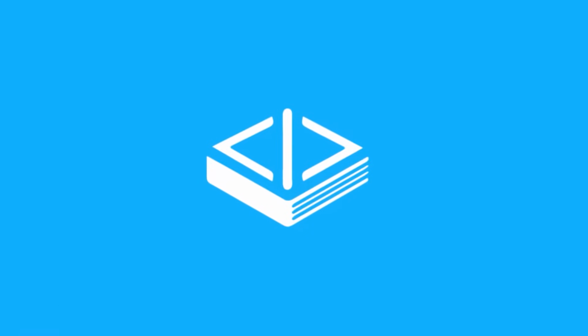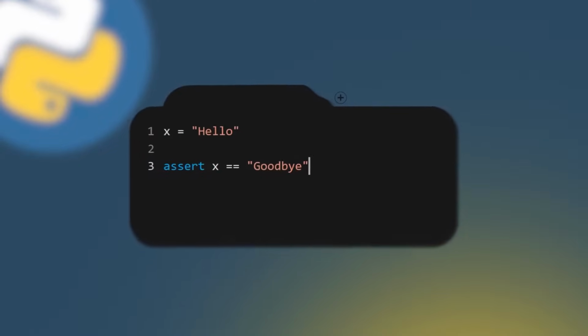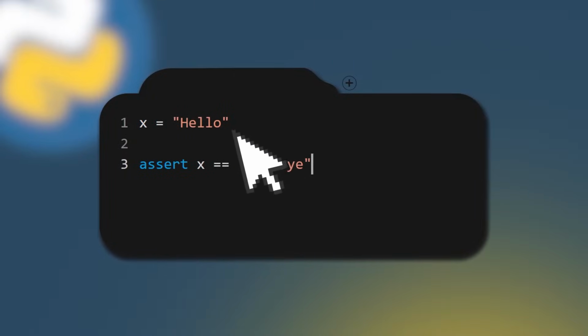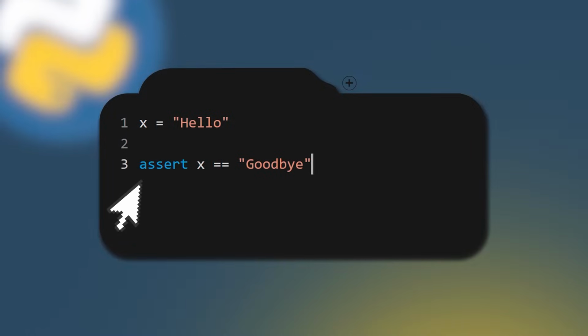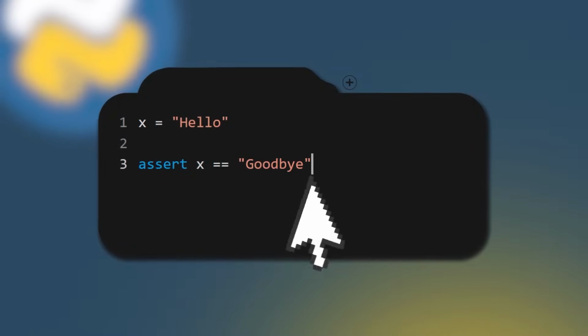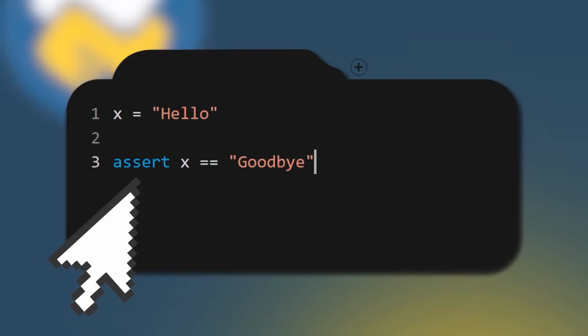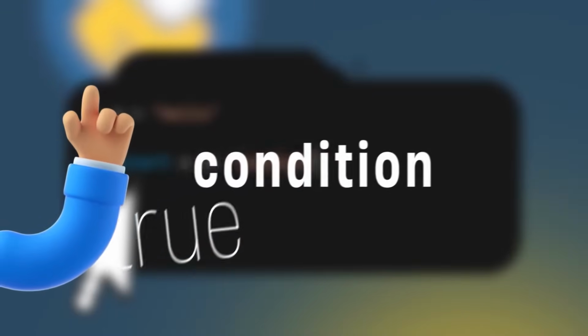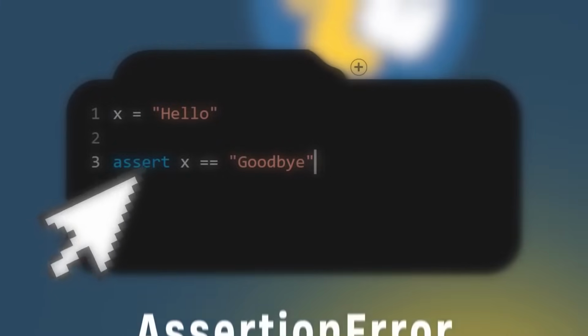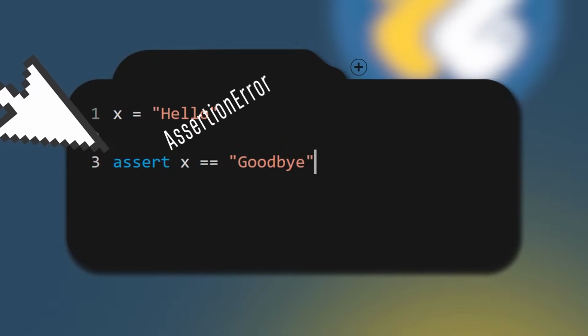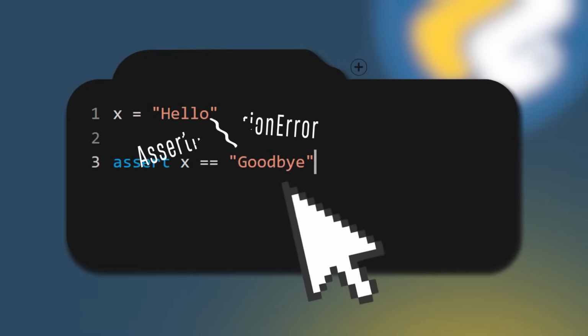Let's see this example. We have a variable x equals hello. If we do x equals hello, assert x equals equals goodbye. The assert keyword lets you test if a condition in your code returns true. If not, the program will raise an assertion error. In this case, the assert will raise an assertion error because hello is not equal to goodbye.